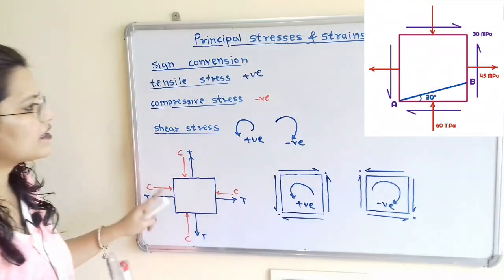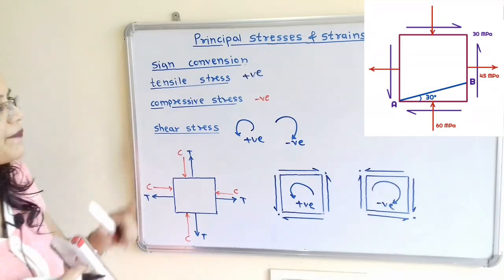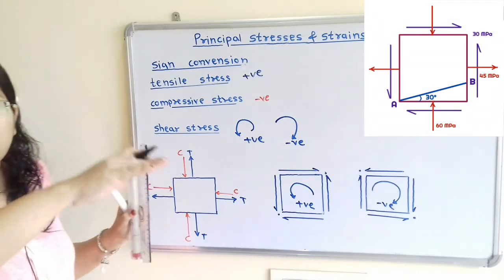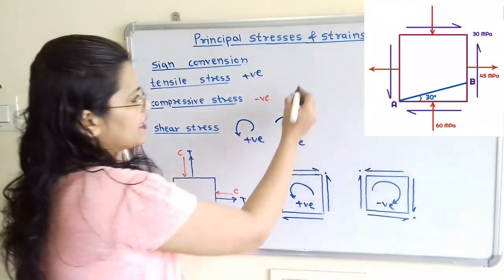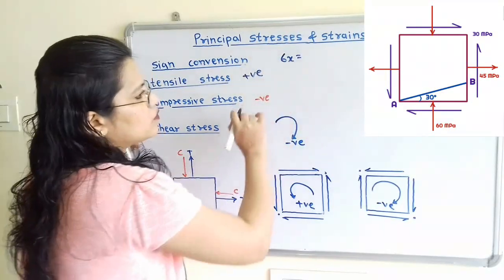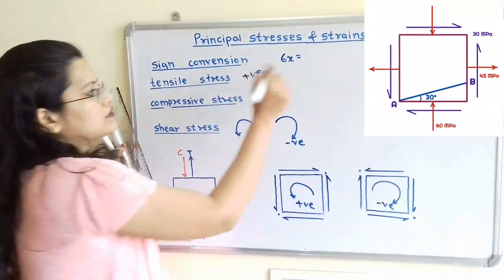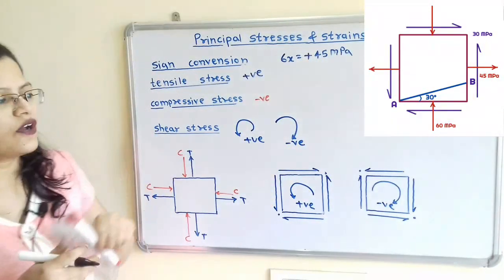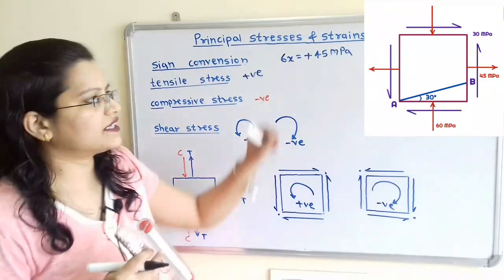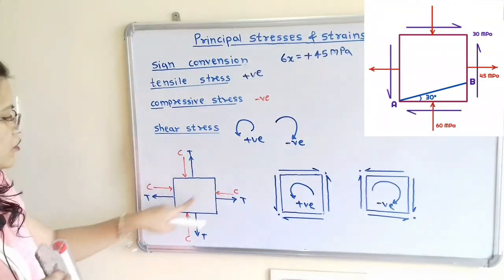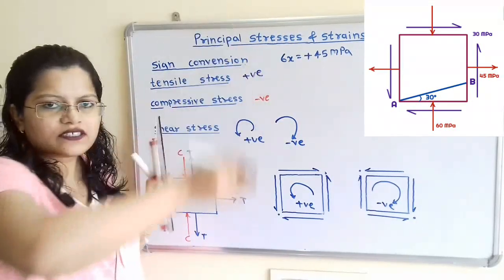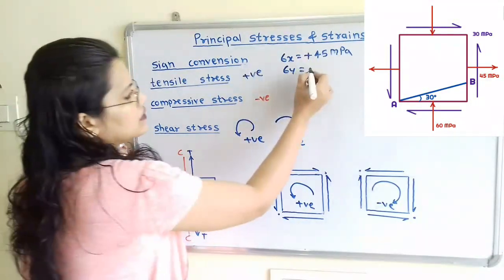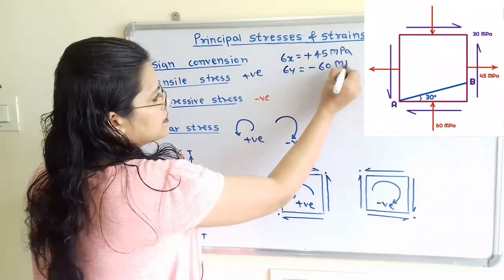Now according to this sign convention, if we observe the given diagram, then 45 megapascal is the tensile stress. It is along the horizontal line. So we will say sigma x is equal to, for tensile stress we will use positive sign, plus 45 megapascal. Now if we observe the 60 megapascal stress, it is towards the body. So it's a compressive force, and it is along the vertical line. So sigma y is equal to, according to sign convention, we will use negative sign, minus 60 megapascal.